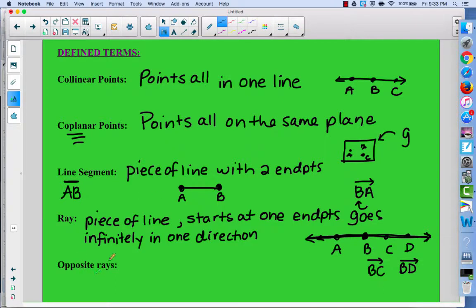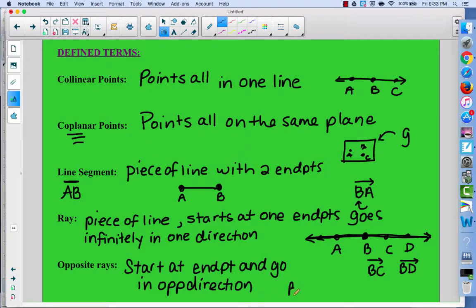Now opposite rays, that's important. Opposite rays actually start at the same endpoint and go in opposite directions. So BA and BC are opposite rays. And what I hope you notice is that if I have opposite rays, one going this way, one going this way, they actually create a line. They create a line, okay?